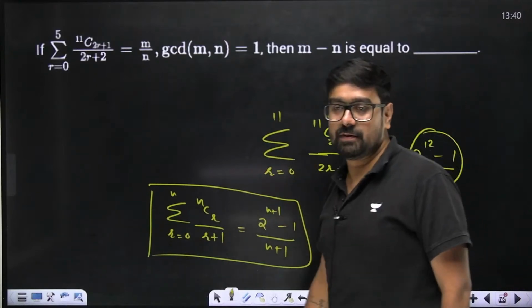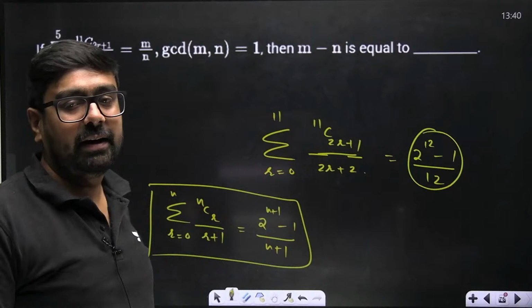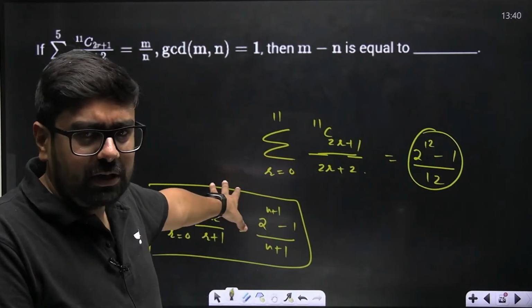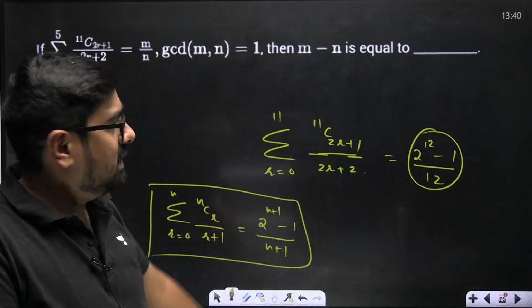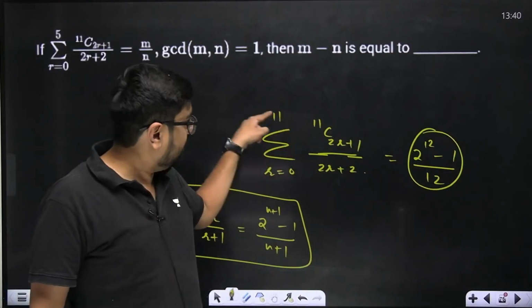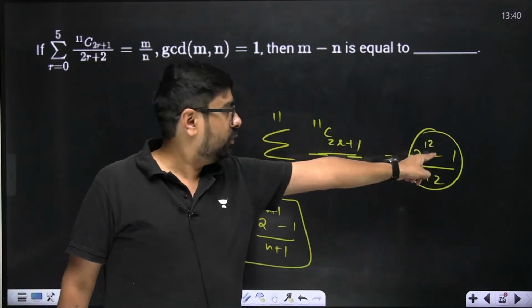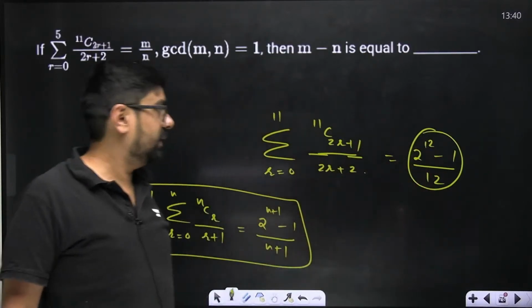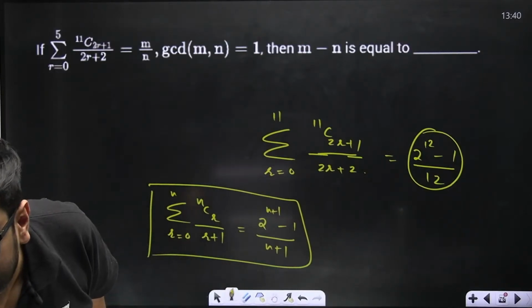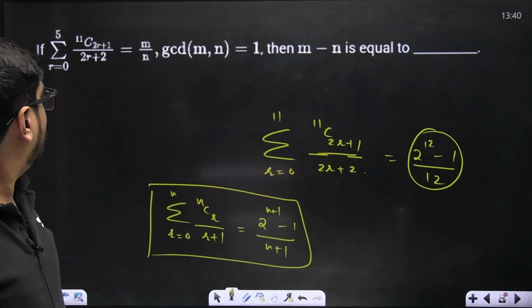The summation of nCr upon r plus 1 from 0 to n equals 2 to the power n plus 1 minus 1, divided by n plus 1. Most of the students do know this. If you don't know, then also write this. If it is a direct question, where the summation is from 0 to n and the terms match, then the answer will be 2 to the power n plus 1, that is 12, minus 1, divided by n plus 1. The direct answer will come.